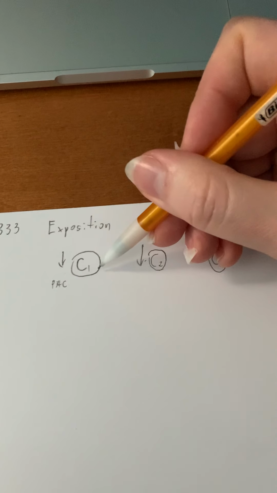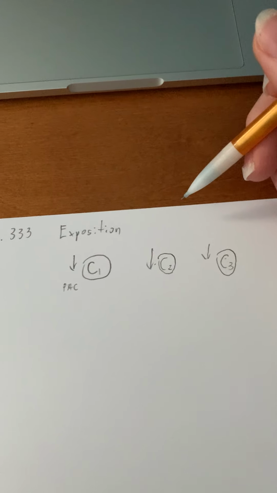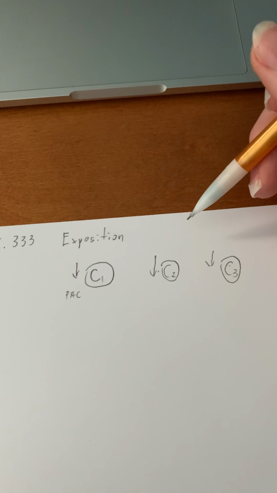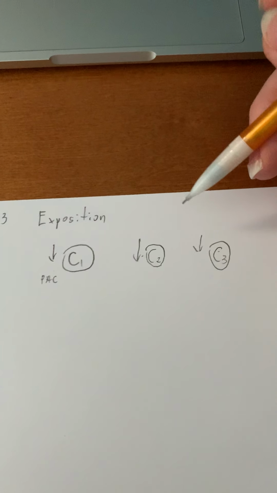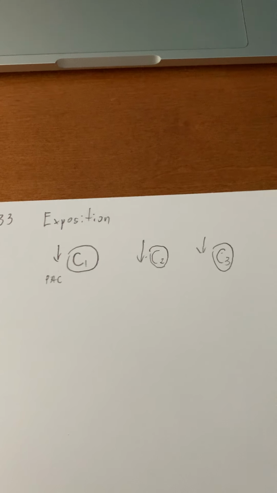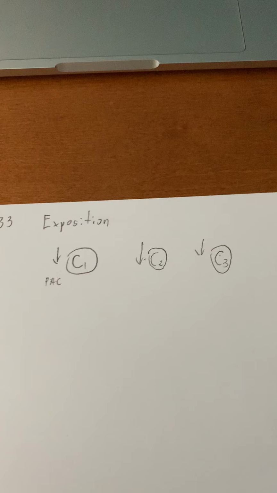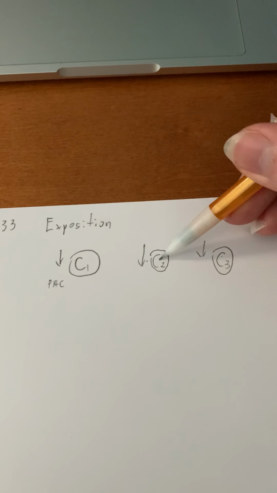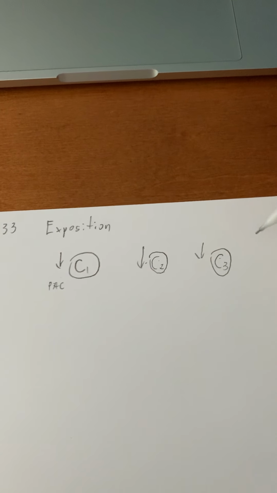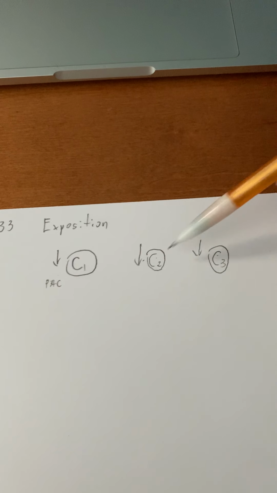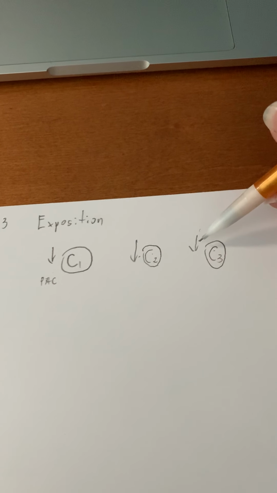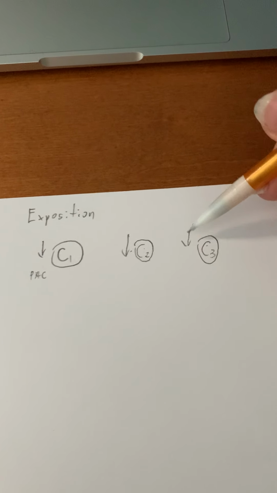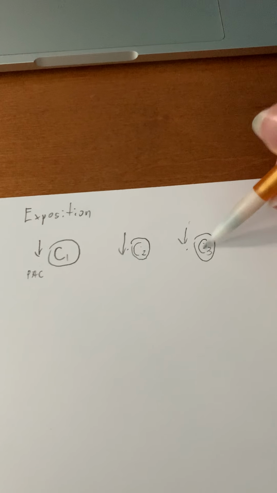So C1. There was one, and now we get C2. Still C2. Now we're going to hear the really biggest cadence right here. Another one, and here's C3.